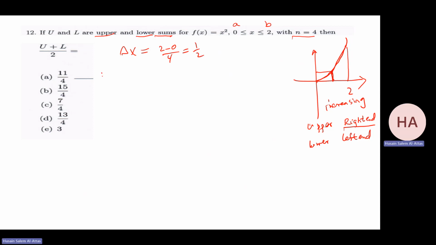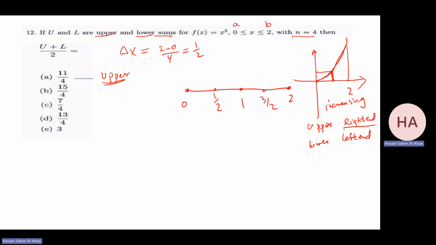Okay, now for the upper one, U, be careful. Now, let me just split the area. That will be up to 2. So add half, that will be half. Add another half, that will be 1. Add a third half, that's 3 over 2. That will be 2.